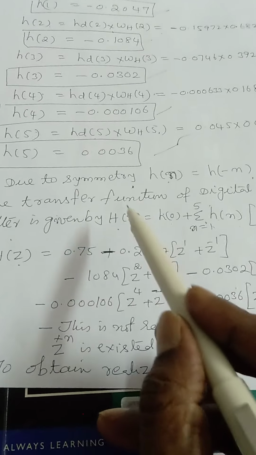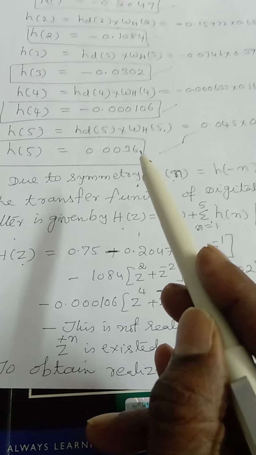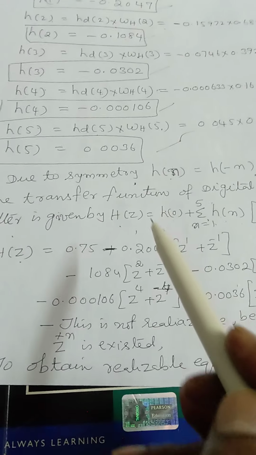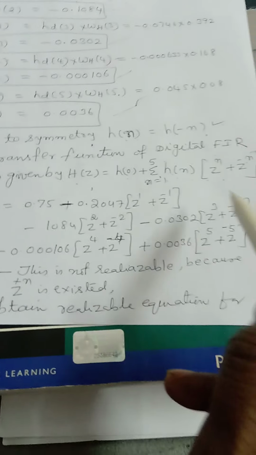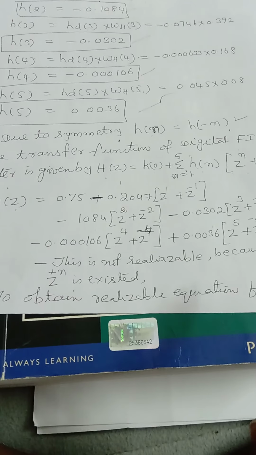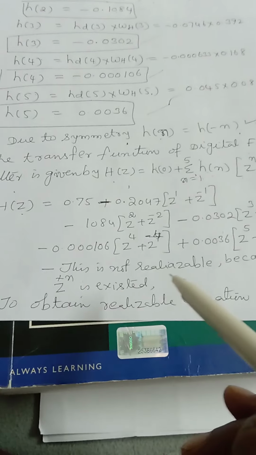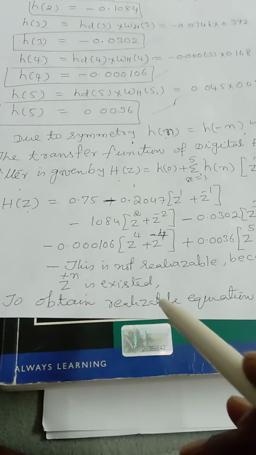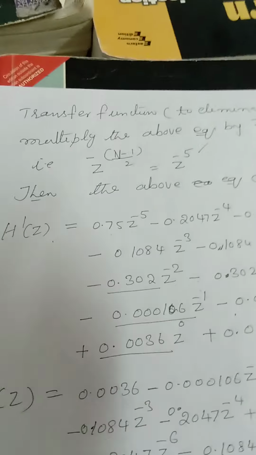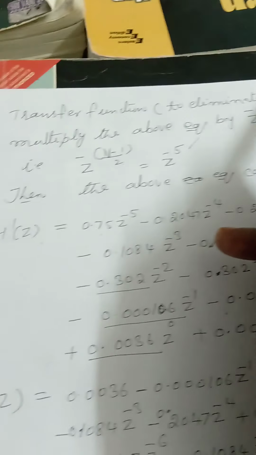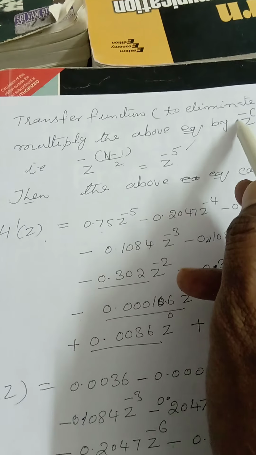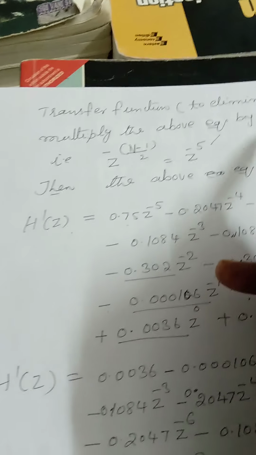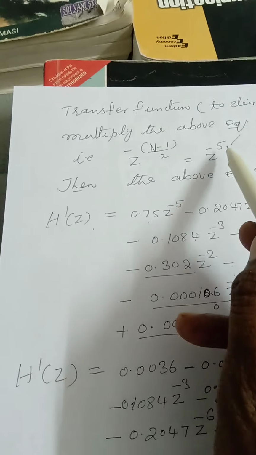Now, if you substitute the values of H of 0, H of 1, H of 2, H of 3, H of 4, H of 5 in the above transfer function, then you got this equation. This equation is not realizable because z to the power of plus n exists. Therefore, to obtain a realizable equation for the above transfer function, or to eliminate z to the power of plus n, multiply the above equation by z to the power of minus (N minus 1) by 2, where capital N is equal to 11. Therefore, z to the power of minus 5.